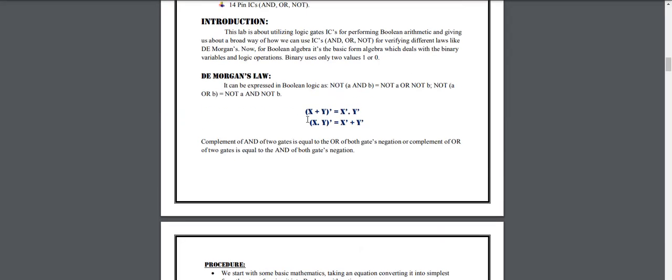The first De Morgan's law states that (x plus y) whole complement is equal to x complement into y complement, x and y being two inputs. The second law is just an inverse, which states that (x into y) whole complement is equal to x complement plus y complement. These laws, as you may realize, are just distributive laws of multiplication over addition and addition over multiplication.